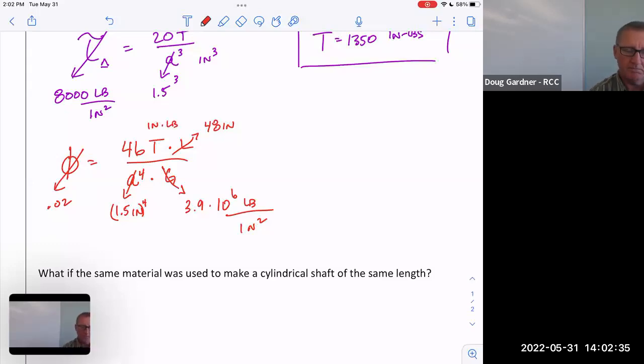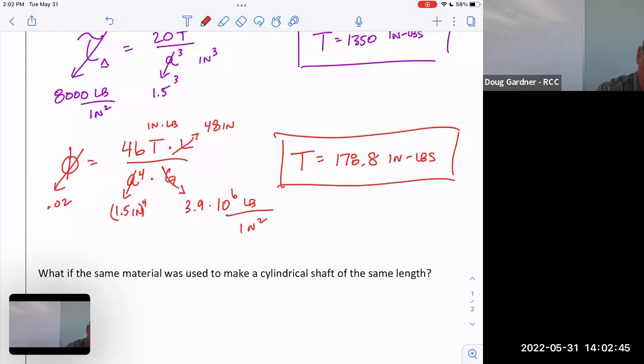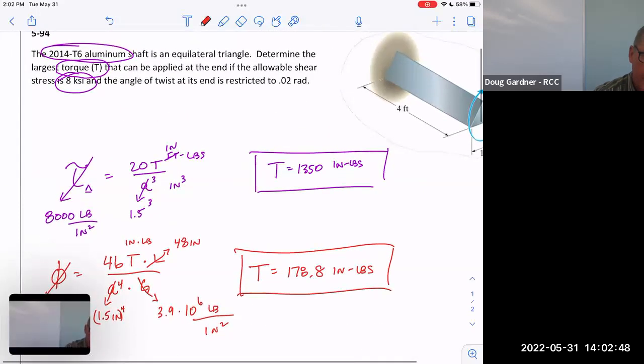Sweet, solve for T. This is what I wrote down a second ago. T comes out to be 178.8 inch pounds. But they actually ask a wonderful question here about this. They didn't just say calculate them. They said determine the largest torque T that can be applied. We found 2 different answers to it. If twist is the limiting factor, then you can only have 178 inch pounds. If shear stress is the limit, then 1350 is okay. Which one do I pick?